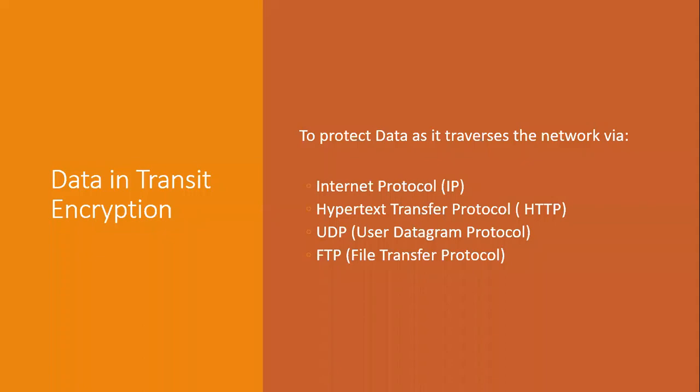How do we protect data as it traverses the network? Well, all of these different protocols, IP, Internet Protocol, HTTP, UDP, FTP, File Transfer Protocol, are convenient, but unsecure. They're not secure. And so when we refer to data in transit encryption, we're talking about how we secure our data and our information as they travel across the network. How we secure our files, how we secure our internet traffic.